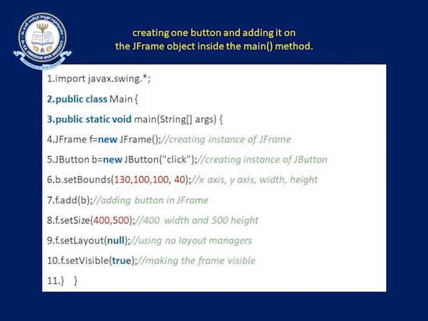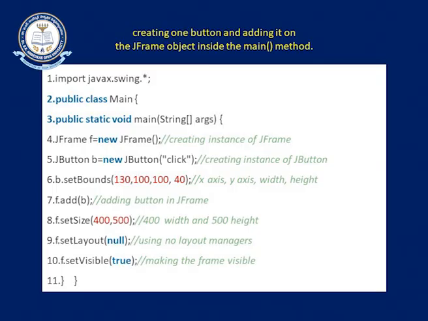Even if you write this complete code, you may not get any output. If you run this code, you may not get any output. The reason behind this is all these are invisible by default. You need to make it visible. For that, we need to write one more statement, f.setVisible(true). The frame is going to be visible when you execute this code.